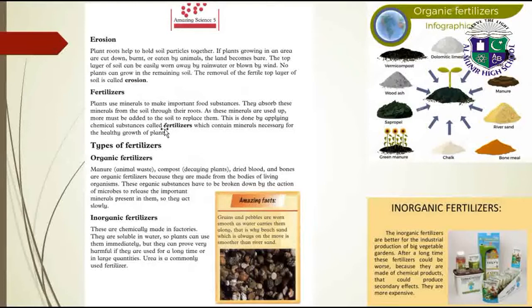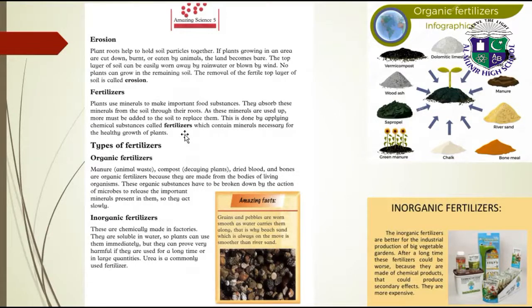Next, what are fertilizers? Plants use minerals to make important food substances. They absorb these minerals from the soil through their roots. As these minerals are used up, more must be added to the soil to replace them. This is done by applying chemical substances. These chemical substances are called fertilizers.